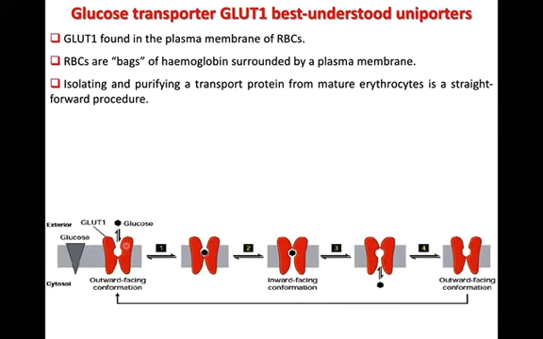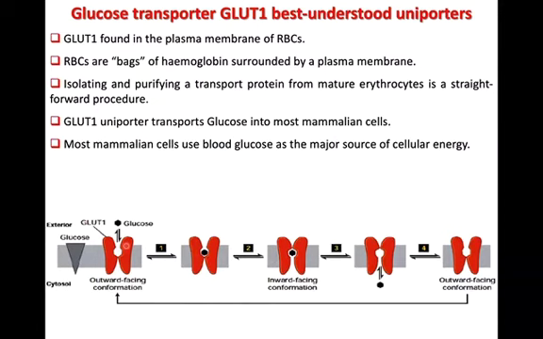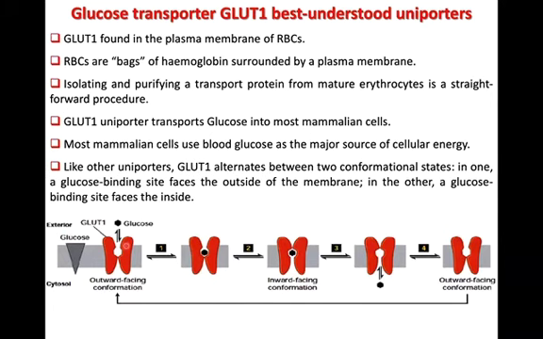We can isolate and purify this GLUT1 from mature erythrocytes; it is a straightforward procedure. GLUT1 is a uniporter that transports glucose in most mammalian cells, and most mammalian cells, of course, use blood glucose as the major source of cellular energy. Like other uniporters, GLUT1 alternates, as we have just said, between two conformational states. In the outward-facing conformation, the glucose binding site faces the outside of the membrane, while in the inward-facing conformation, the glucose binding site is facing the inside.